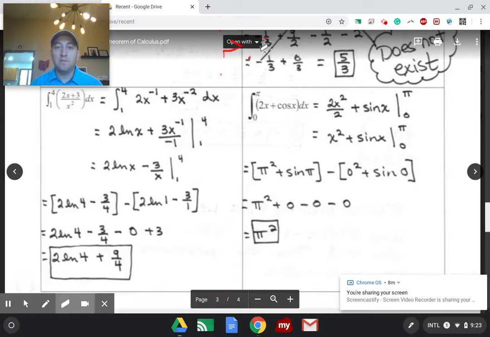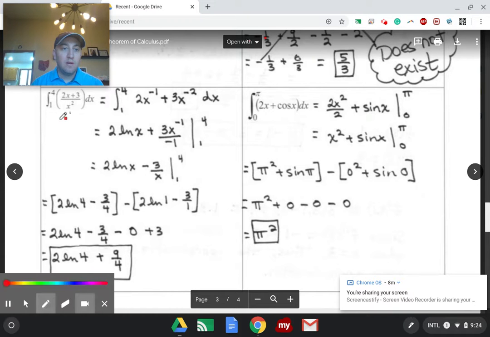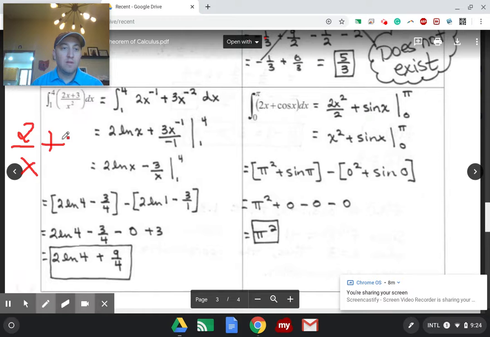These other 2 examples are pretty straightforward. You're just finding the antiderivative and then plugging in your limits. So 1 and 4 in this case. What I had to do here first, 2x divided by x squared would be 2 over x. And then I'd have plus 3 over x squared, which is where they got that answer from, just rewriting as 2x to the -1st plus 3x to the -2nd.